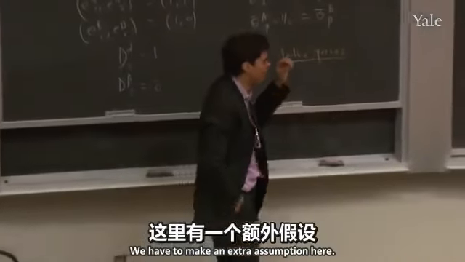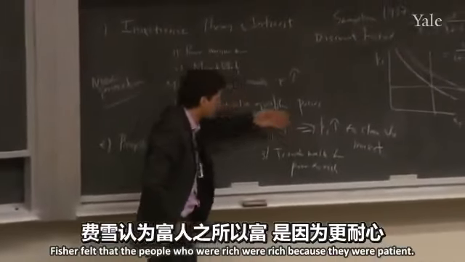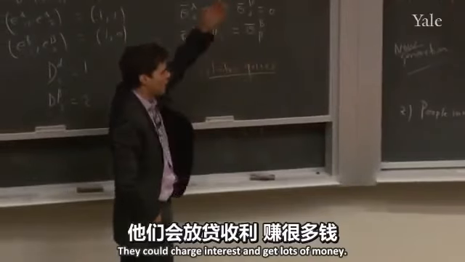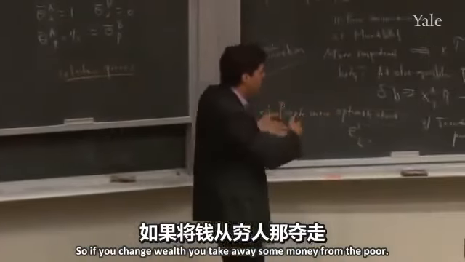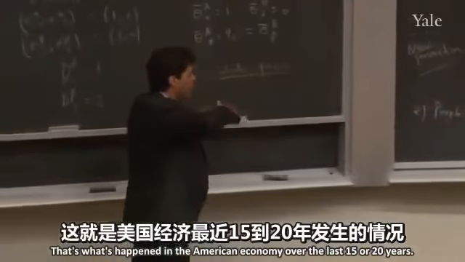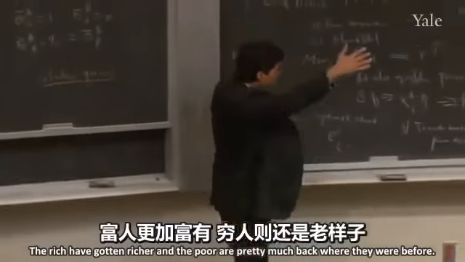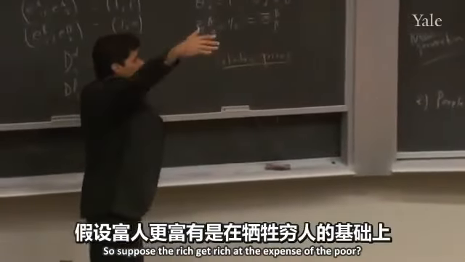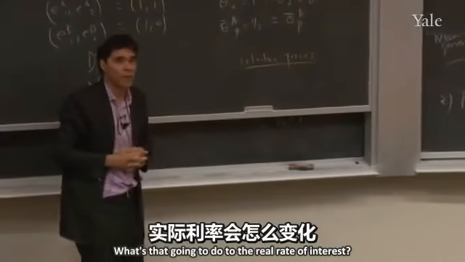Okay, we have to make an extra assumption here. Fisher felt that the people who were rich were rich because they were patient. Okay, they could charge interest and get lots of money. So if you change wealth, you take away some money from the poor. That's what's happened in the American economy over the last 15 or 20 years. The rich have gotten richer and the poor are pretty much back where they were before. So suppose the rich get rich at the expense of the poor. What's that going to do to the real rate of interest?